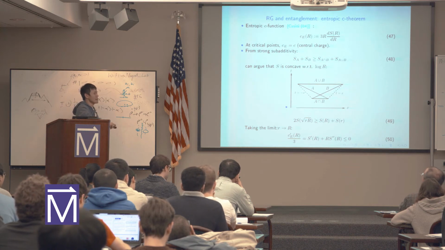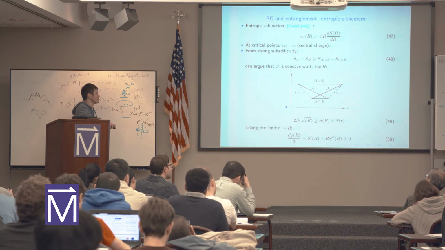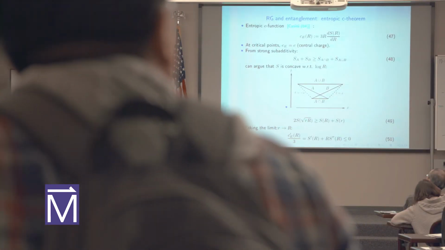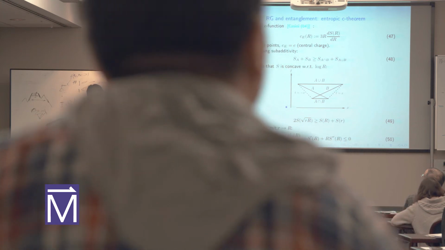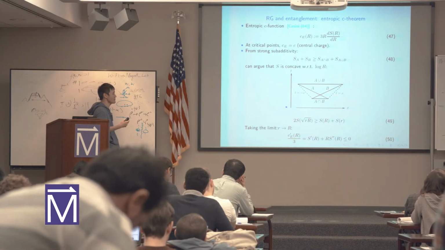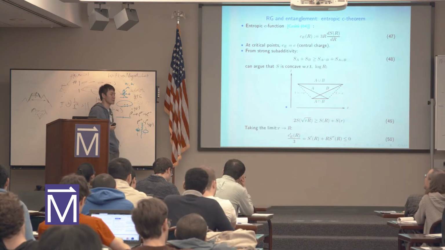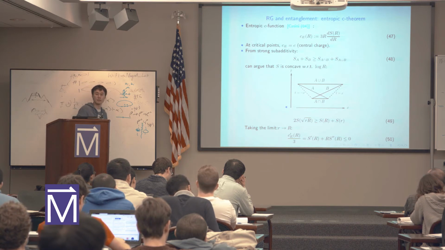The original idea of Zamolodchikov didn't mention anything about entanglement entropy. It's something else. But more recently, people realized that entanglement entropy may also be useful to say something about the direction of the renormalization group flow, or even the monotonicity of the renormalization group flow.